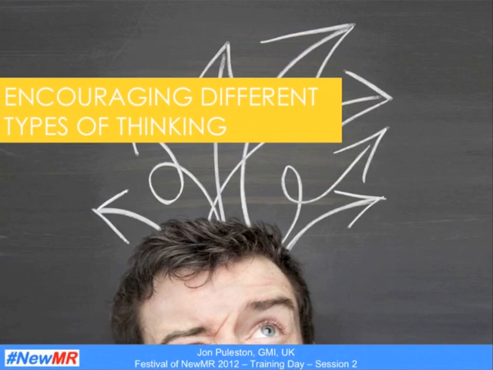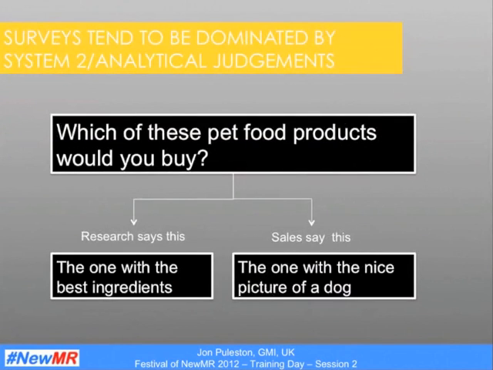There's also an issue about the types of thinking we encourage with the way we ask questions. There is an over-dominance in a lot of surveys of asking people what you might describe as System 2 analytical judgments. Which of these pet food products would you buy? What does that deliver back? It often delivers back analytical bits of assessment.